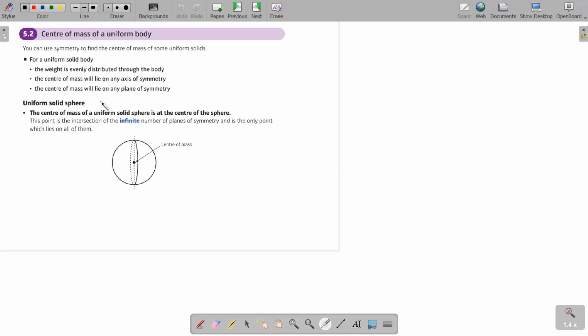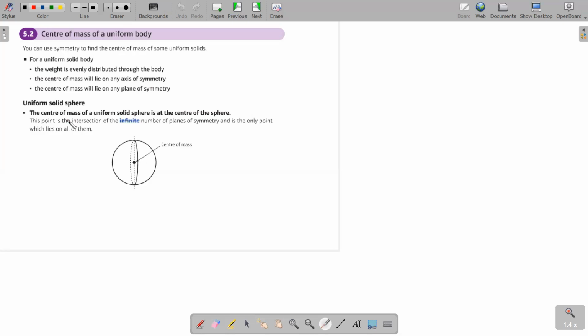And they say the center of mass will lie on any plane of symmetry. So guys, when it comes to 3D objects, you know there are planes, right? Not just lines, but planes. So basically, when there's a plane of symmetry, the center of mass is surely lying on the plane of symmetry.